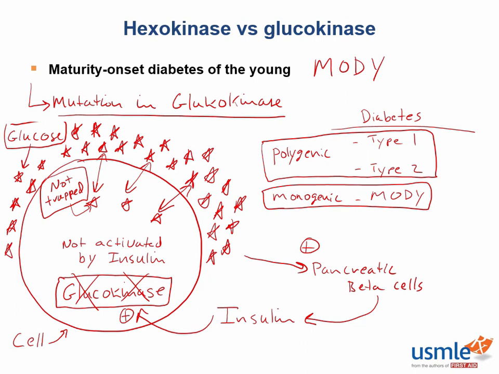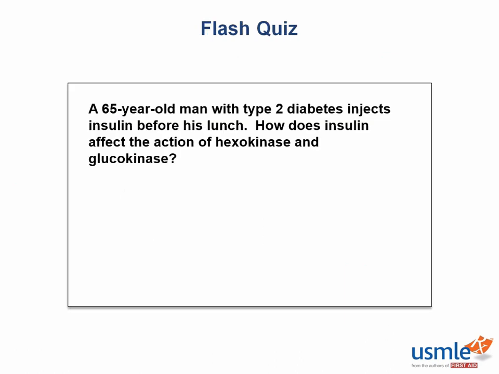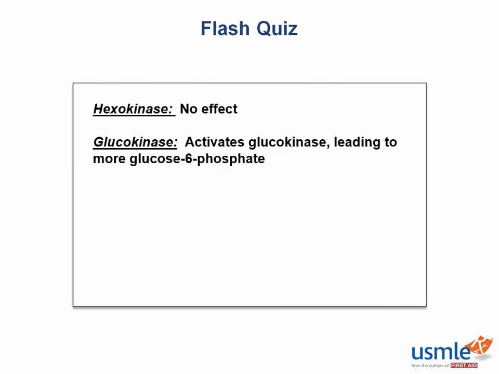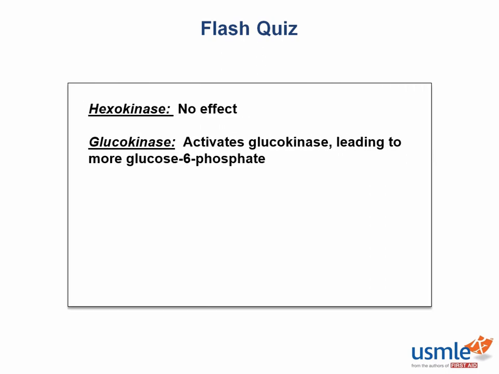Well, alright, let's take a shot at a flash quiz. A 65-year-old man with type 2 diabetes injects insulin before lunch. How does the insulin affect the action of hexokinase and glucokinase? Well, hopefully you remember that insulin induces the enzyme glucokinase, but doesn't affect hexokinase. This is because hexokinase is always active, while glucokinase must be stimulated by insulin when glucose levels are high to create more glucose 6-phosphate and to trap the glucose inside the cell.